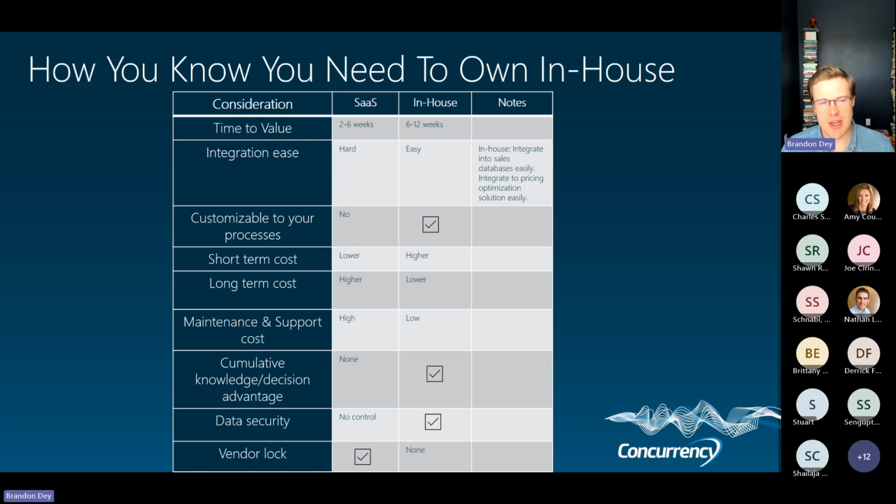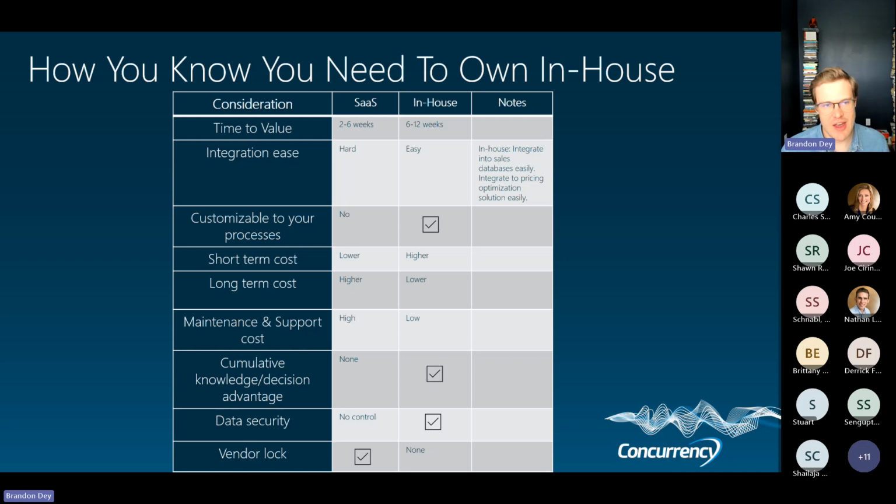Maintenance, this is as you'd expect. Maintenance and support cost is a lot higher for SaaS solutions. This is captured in the licensing fee and so on. And then in-house, it's much lower. Obviously, with the in-house stuff, you have to account for the team that's going to own it. Moving on to the tangible benefits of what I'm calling cumulative knowledge and decision advantage.